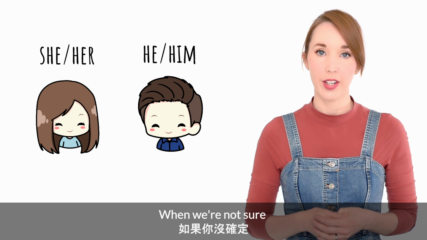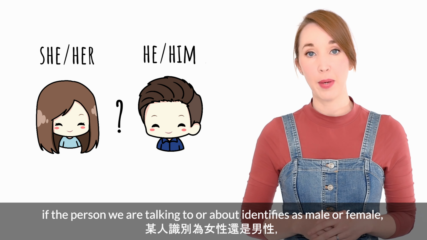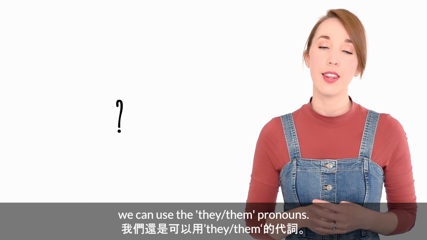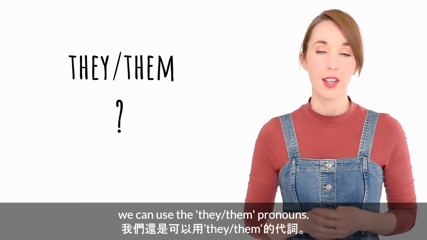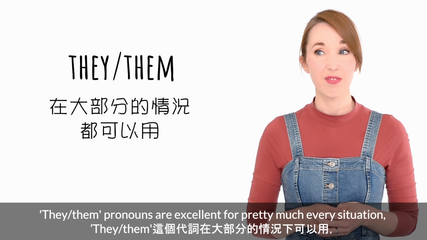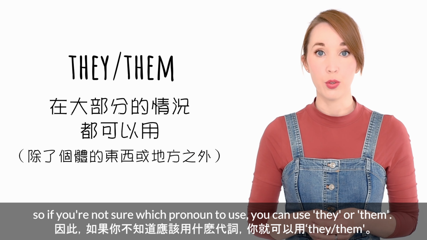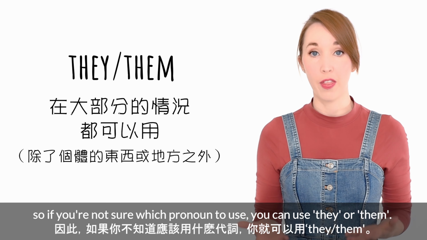When we're not sure if the person we are talking to or about identifies as male or female, we can use the they, them pronouns. The they, them pronouns are excellent for pretty much every situation, so if you're not sure which pronoun to use, you can use they or them.